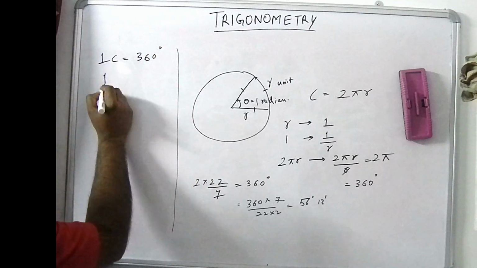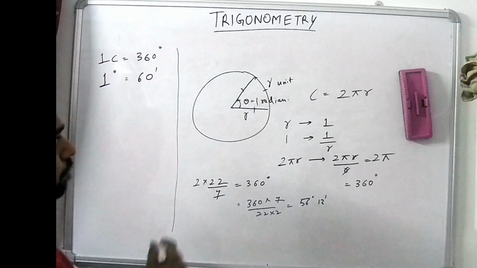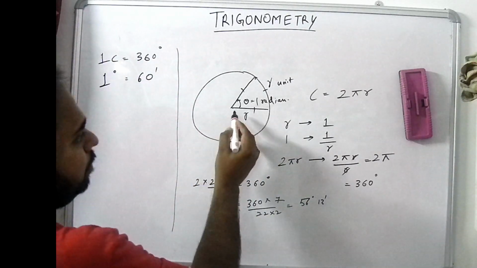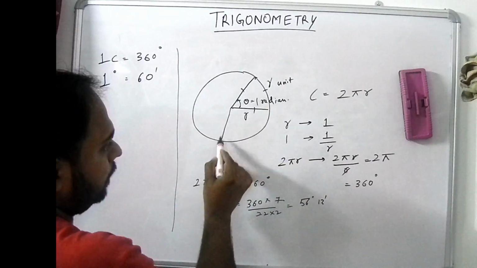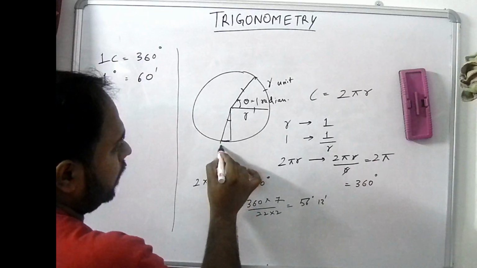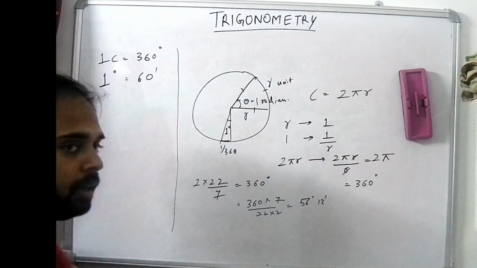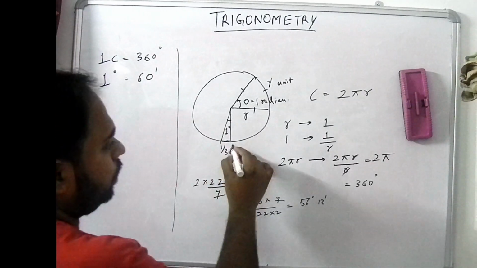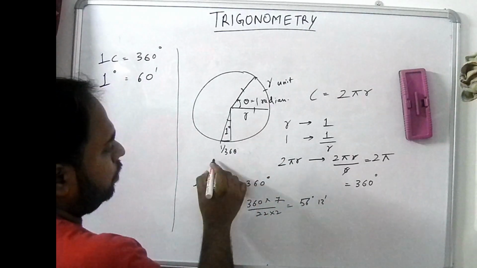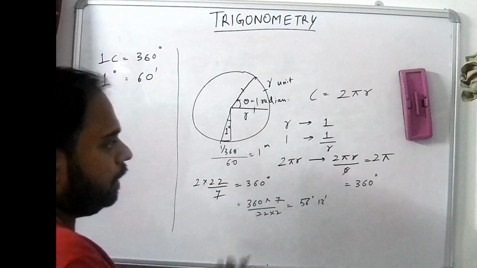Now what happens is, in 1 degree we have 60 minutes. So when I say 360 degrees, if I move 1 by 360th part of the circumference, then I essentially move 1 degree, right? Now this 1 degree, if I divide it by 60, that is nothing but equal to 1 minute, right?